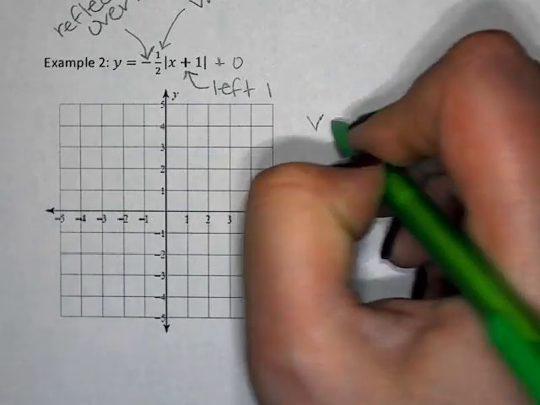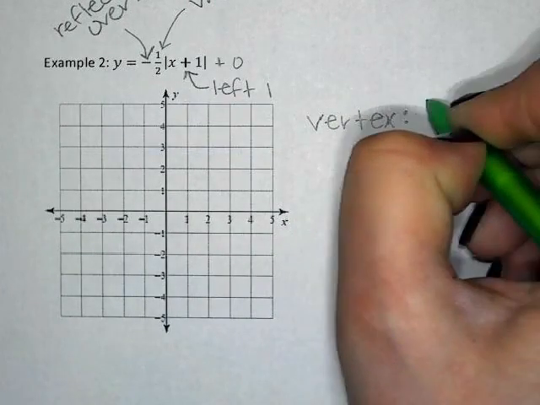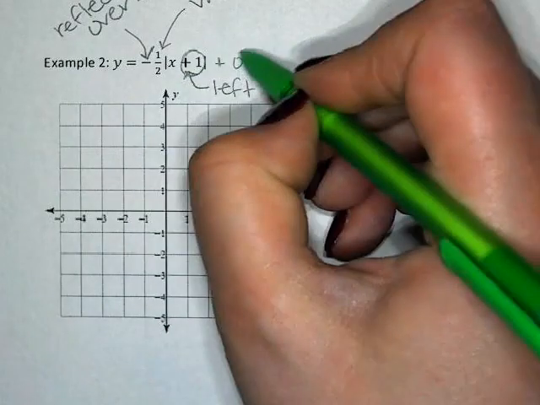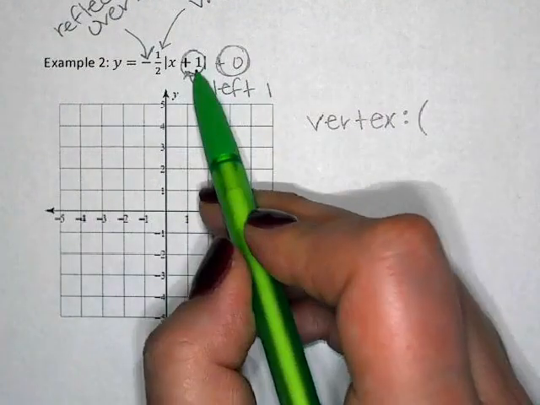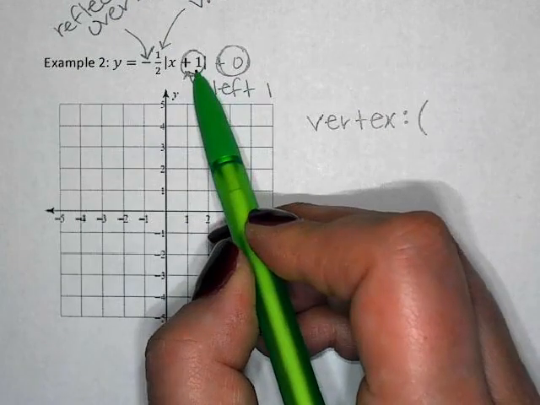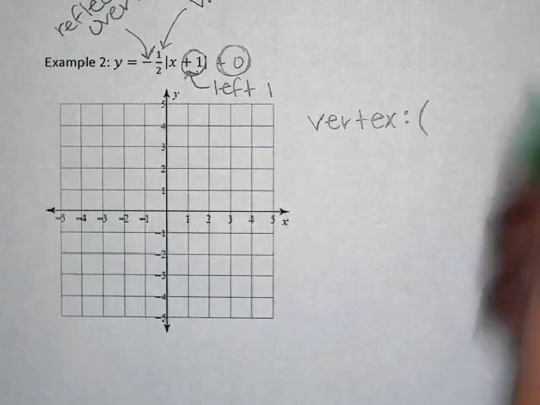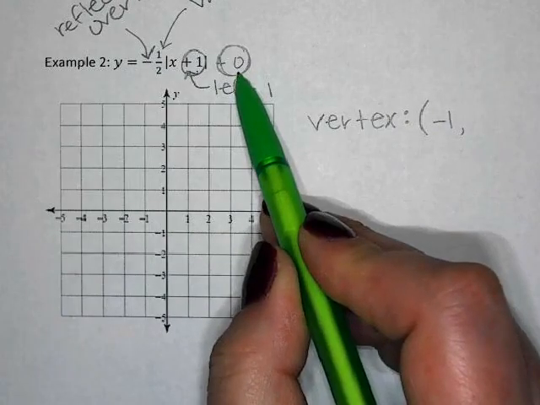I use this number and I use this number. So this number says +1, but for my vertex it's not a +1. What is it? It's a -1. And then what do I use for the y coordinate? 0. So my vertex is -1, 0.